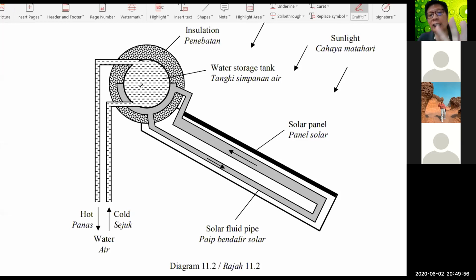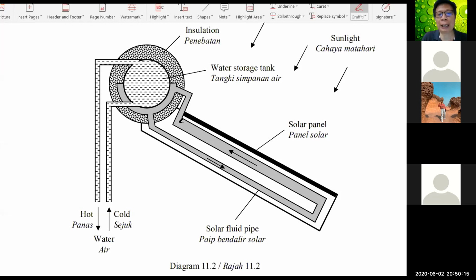Okay, so there are a few things that you need to pay attention to. The solar panel must be dark color. Dark color, why? It absorbs heat very fast. And the solar fluid pipe, the pipe first, okay? This piping must be made from material with low specific capacity. Low specific capacity means that this material can become hot very fast, right? Same thing goes for this solar fluid. The fluid, the liquid, also must have small specific capacity. Why? Because with small specific capacity, the liquid can become hot faster. So you can heat up the water faster.